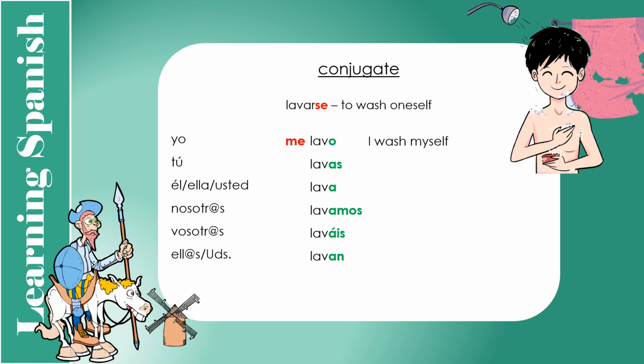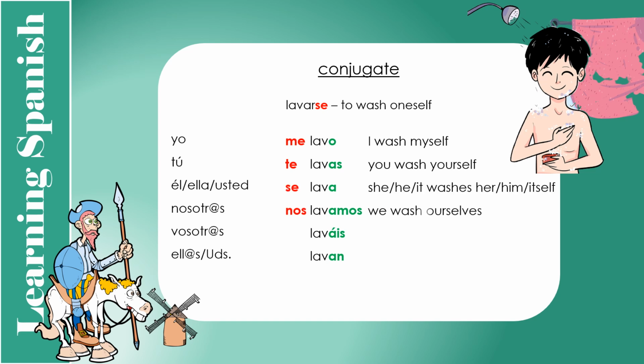Me lavo, I wash myself. Te lavas, you wash yourself. Se lava, she, he, it washes her, him, or itself. Nos lavamos, we wash ourselves. Os laváis, you wash yourselves. And se lavan, they wash themselves.